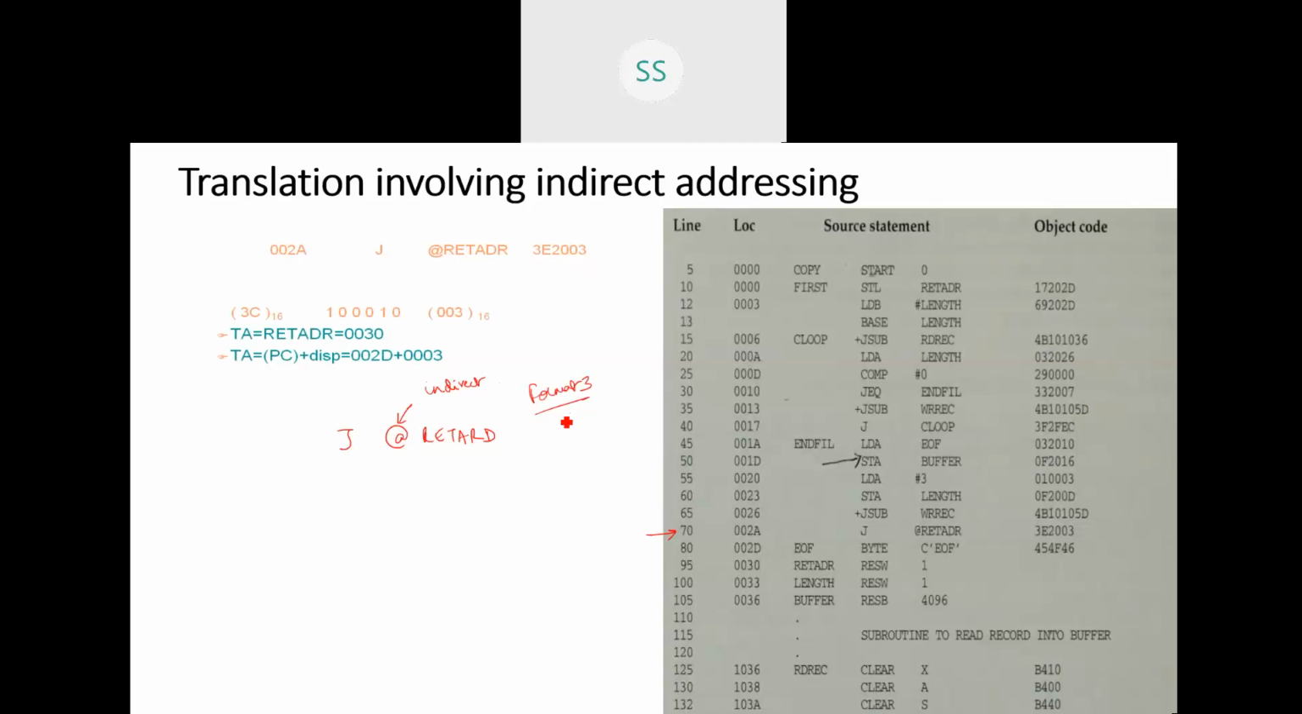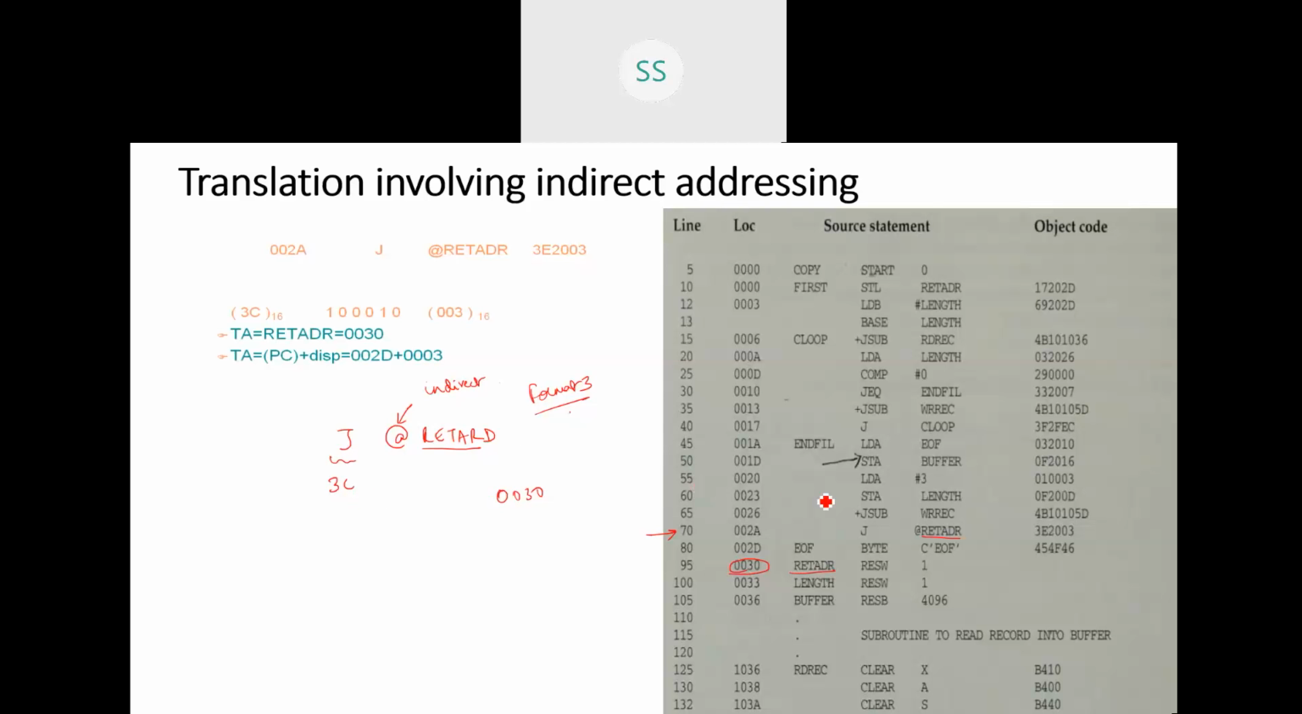The second thing I have to understand: I'm making use of RETADR. RETADR is the return address, and it has the value 0030. Now, checking at the back of the text in the appendix, you can find that the object code, or you can say the op code, for J is 3C.